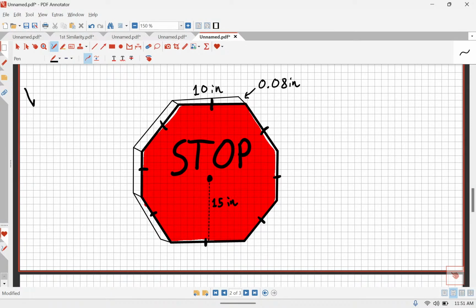When I say teach, I want you to say, okay, what is the volume of this stop sign? See what you can do, and here we go. Stop!